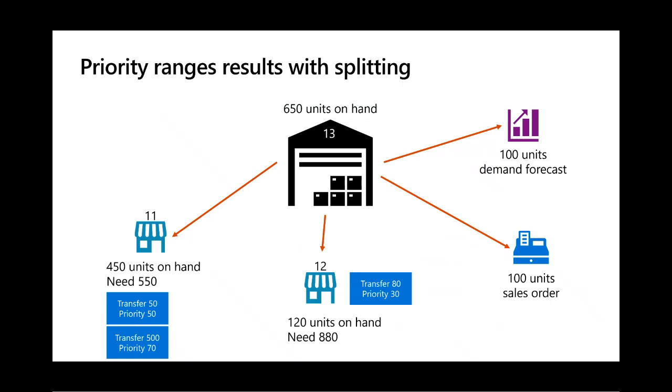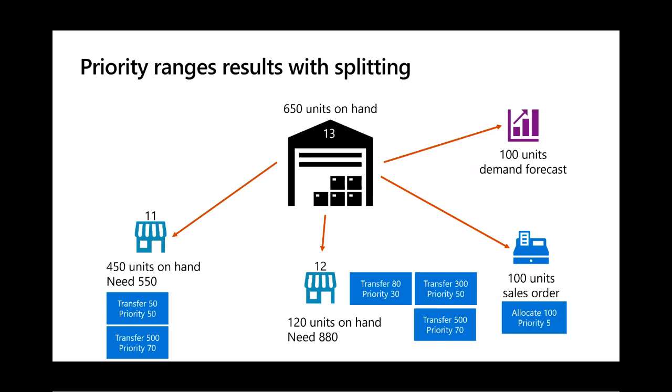For warehouse 12, I'll have a transfer quantity of 80 with priority 30, which gets me up to my minimum. I'll have a transfer quantity of 300 with a priority of 50, which gets me up to my reorder point, and a transfer quantity of 500 with a priority of 70, which gets me up to my maximum. My sales order still gets a priority of 5, and my demand forecast still gets a priority of 60.